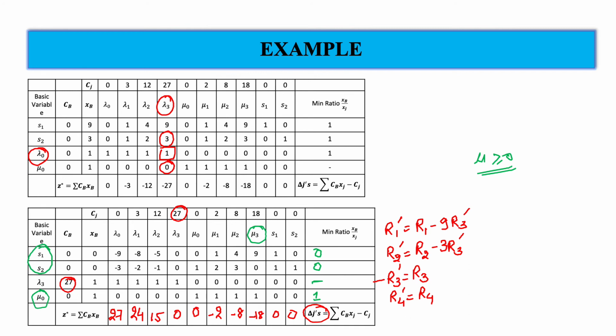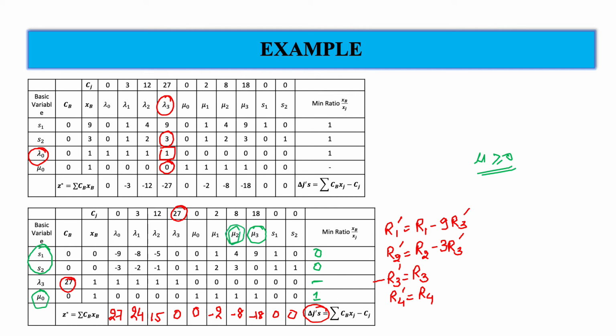If mu0 were leaving, then we could do that, but since here mu0 is not leaving, we will not enter mu3. Mu3 is not entering because the ratio of these two is not the minimum, so we can't enter this. Then the next to enter is mu2.